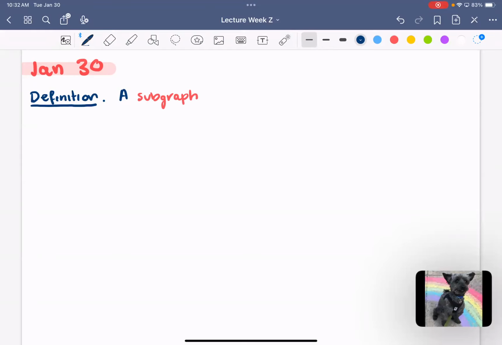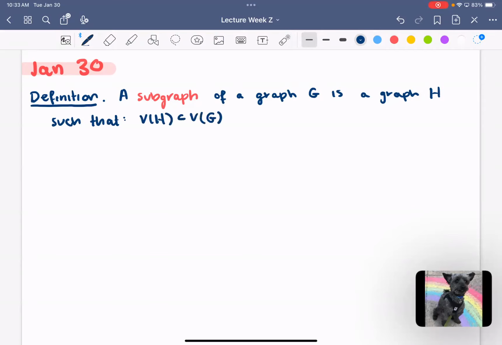So a subgraph of a graph G is a graph H such that the vertex set of H is a subset of the vertex set of G, and the edge set is also a subset. And furthermore, we want that the assignments of endpoints in the edges of H is the same as in G.